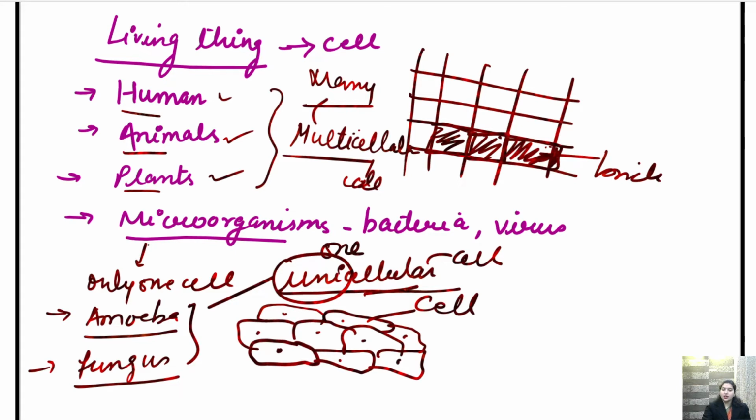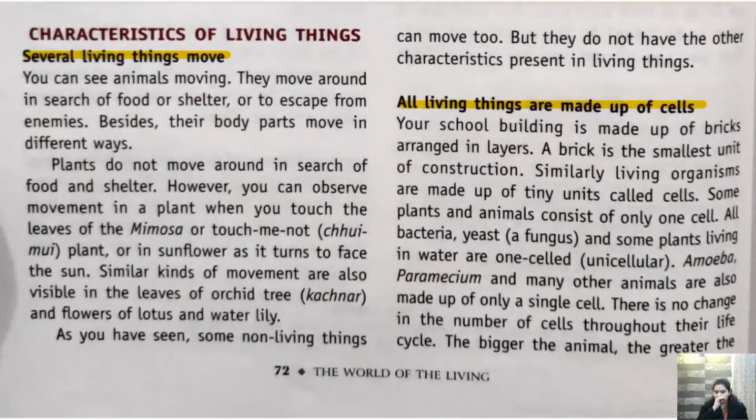The important point is that all living organisms, be it microbes, plants, animals or humans, are made up of cells only. Clear? This is not the case with non-living things. Non-living things are not made up of cells. So this is the difference between living and non-living. Moving ahead.